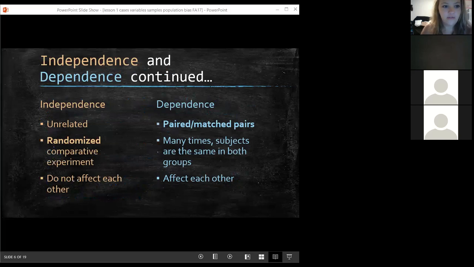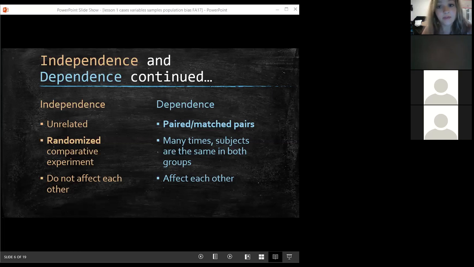And just to go a little bit farther to understand independence and dependence. So independence is saying they're unrelated. There's really no connection between the two. One thing doesn't affect the other. So that could be things like the weather in Pennsylvania versus the weather in Florida. They don't really affect one another, so they would be independent of one another. And independence usually comes from randomized comparative experiments. If you're comparing two different things, two different conditions, that's when it's a randomized comparative experiment. Those are going to be independent variables. So yeah, they don't affect each other.